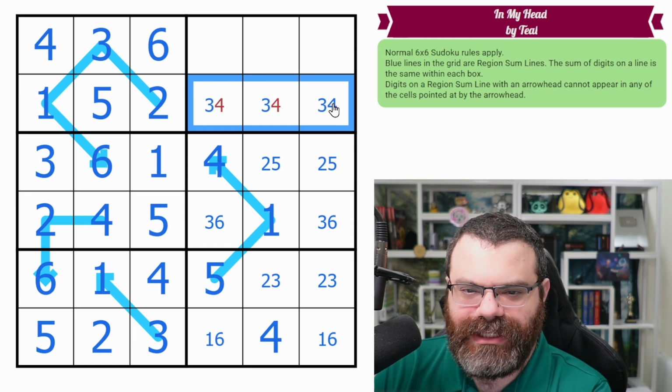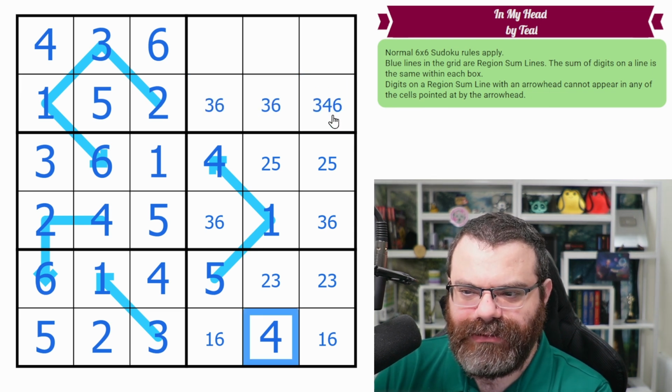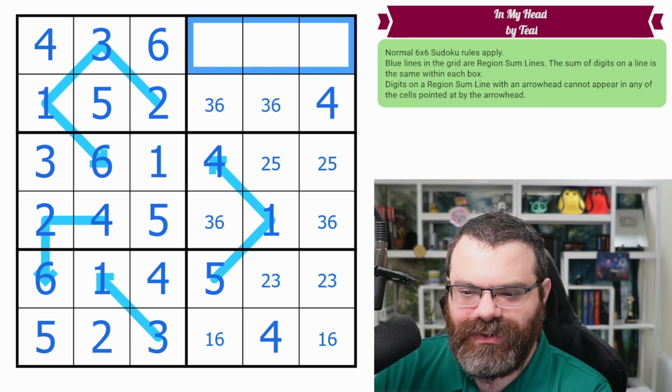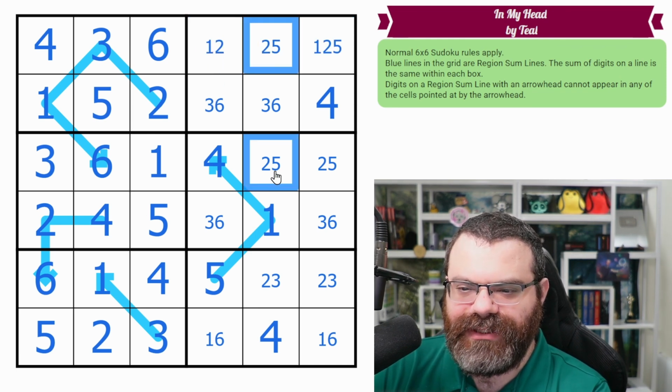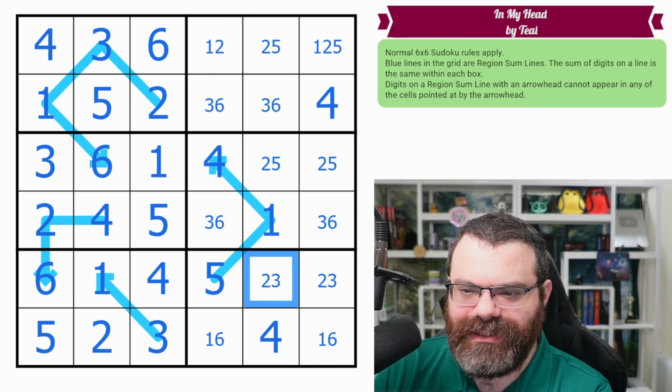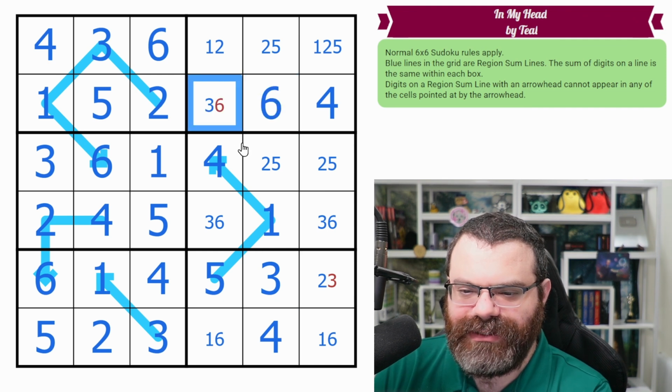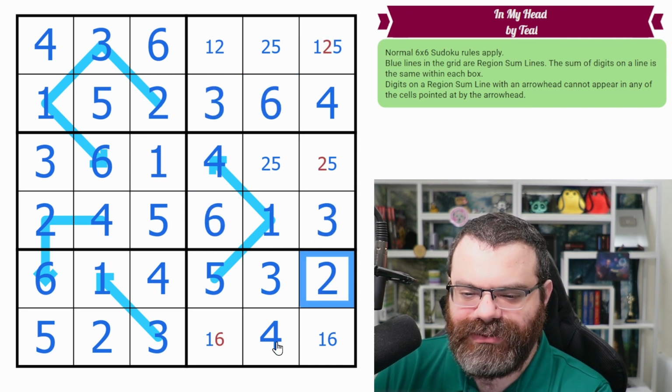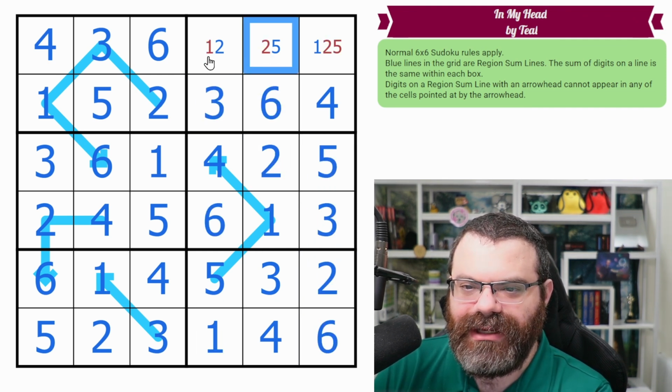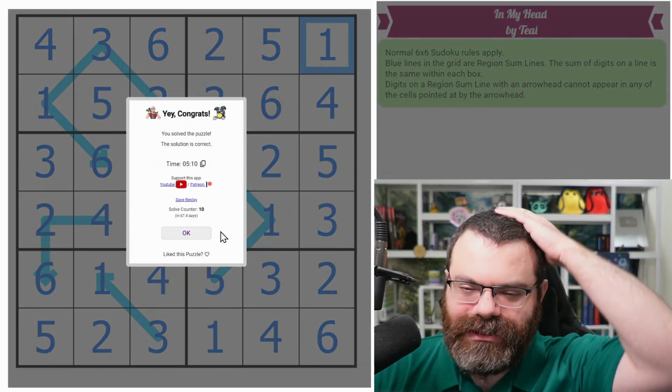This is 3, 4, 6. The 4 is placed. And then this is 1, 2, 5. All right. So I have this 2, 5 pair here. That's going to give us this 3 and this 6. Gives us the 3 here. Gives us 6 and 3. 2, 1, 6, 5, 2. 2, 5, 1. And we're done.